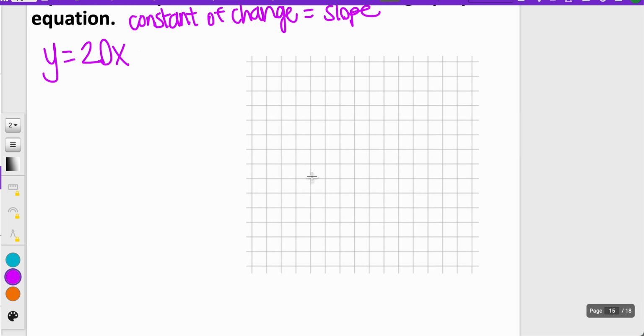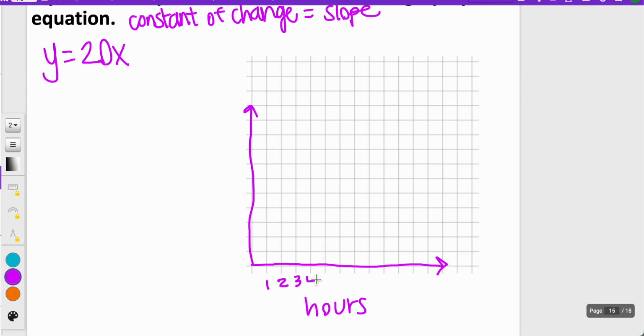So when I graph this, I want to maybe show my x and my y axis. So here's my y, here's my x. Remember, x is always your starting variable, your independent variable. So in order to make money, I have to work some hours, right? So this could be 1 hour, 2, 3, 4, and this would be my money.